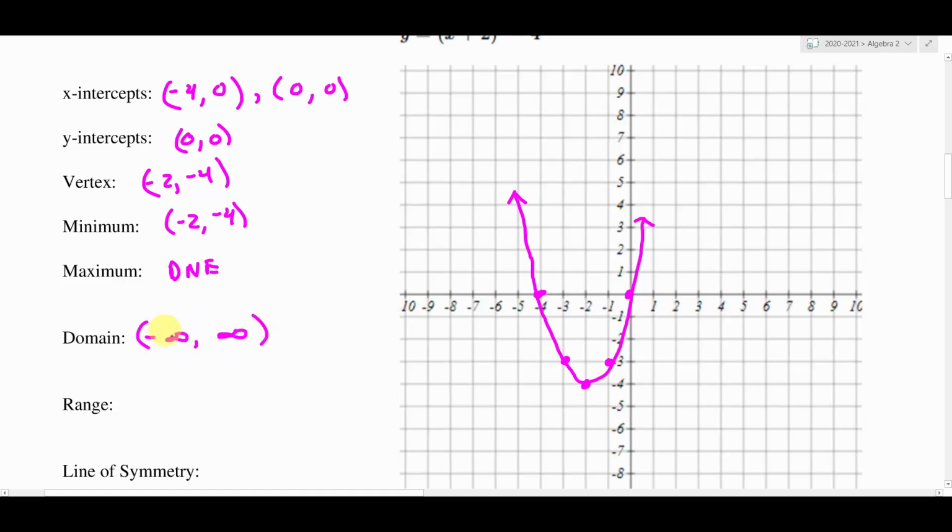So this would be the domain. It's essentially a way of saying all numbers, right? From -infinity to +infinity, we can put in any value of x that we want. Now the range is low to high, right? So how low does it go? How high does it go? And it's a way of describing all of the y values or all of the outputs of the function.